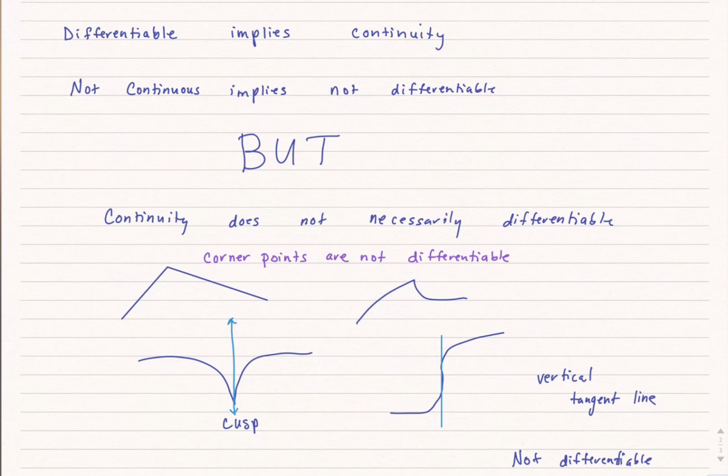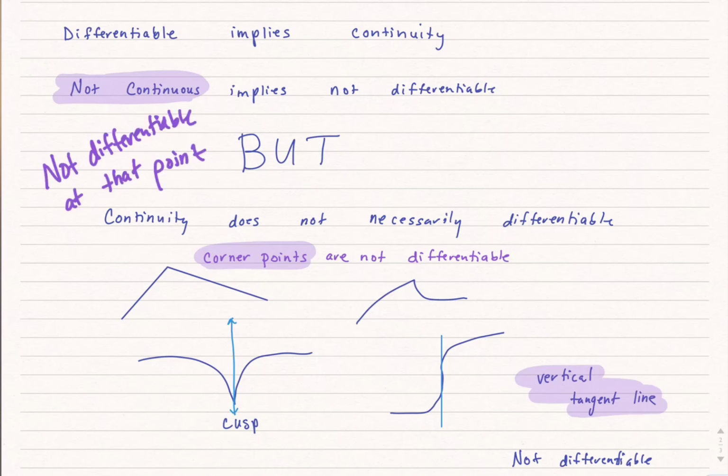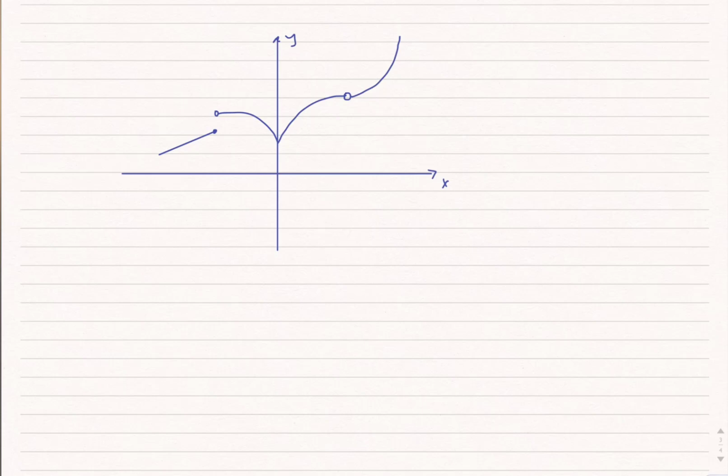So what are my three cases? If it's not continuous, if there's a corner point, or a vertical tangent line. In those cases, the function is not differentiable at that point. Let's do a quick example. Let's say I had a function like this, and I wanted to find its derivative. In the first section, I have a constant because this is a line segment and it's a positive slope.